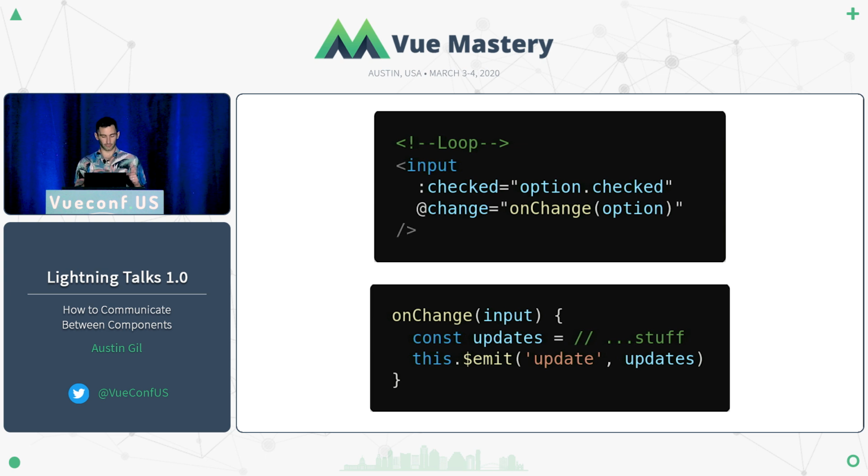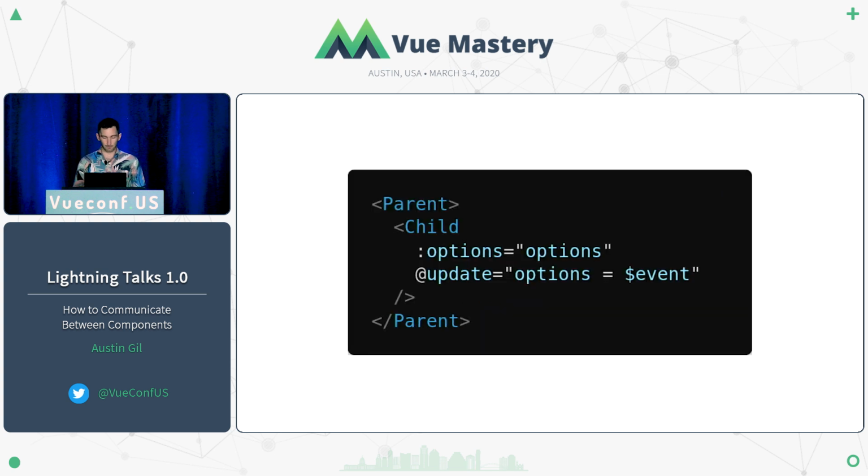Vue gives us this event system where we can have some logic when each checkbox is checked to figure out what changed in our array and then send that data up to the parent through a custom event called update. We send the updates up. The parent-child relationship looks like this. We have our parent, we have our child, and we pass the options from the parent into the child through the options prop, and we listen to the update event to pass the options back up to the parent to update it.